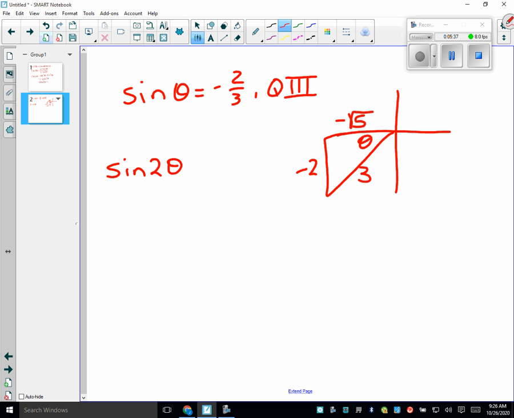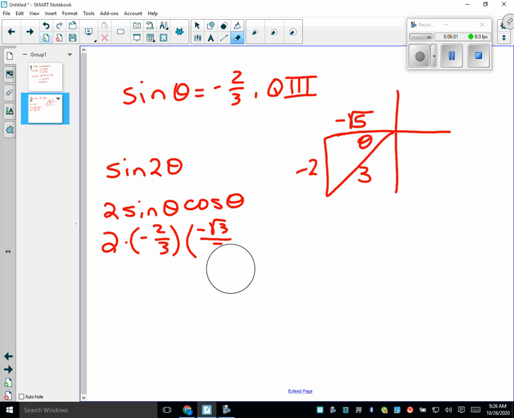All right. How do I find sine of 2 theta? Isn't it 2 sine theta cosine theta? So 2, what is sine of theta? It's negative. What is cosine of theta? Okay. Everybody agree with what I just did? Yeah. I haven't lost anybody. Everybody's okay with it. All I do now to get my answer is multiply.